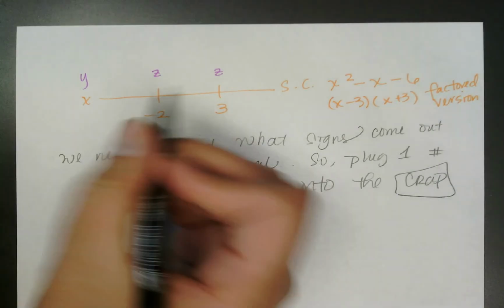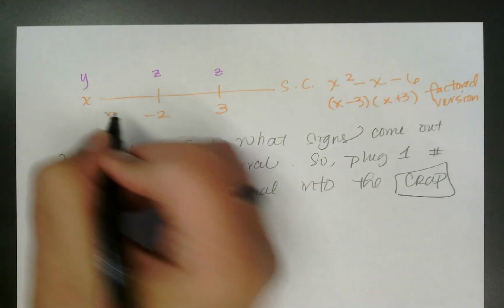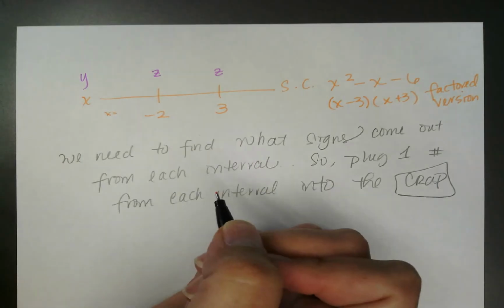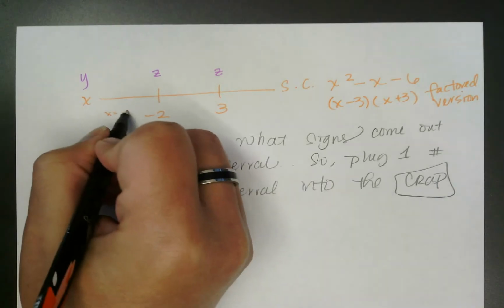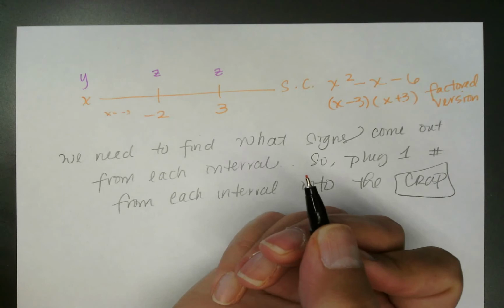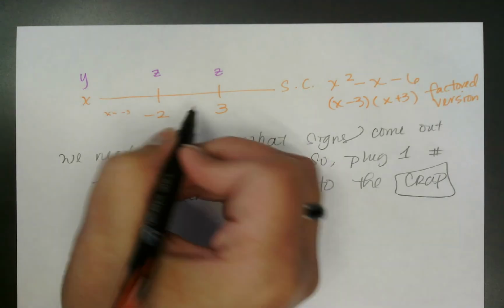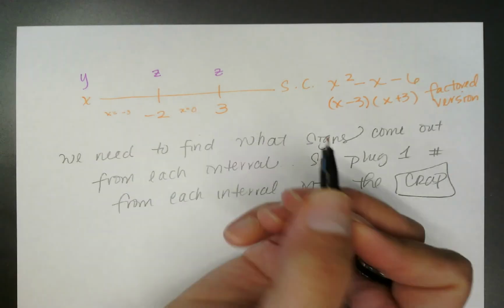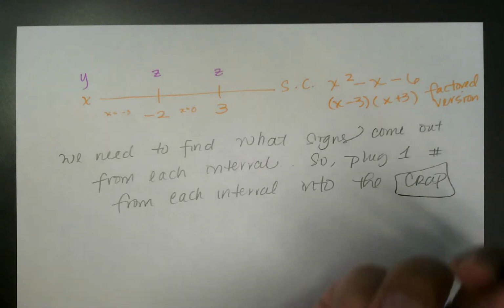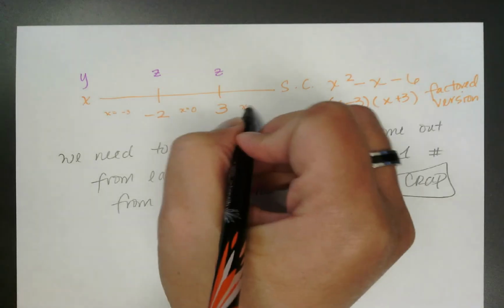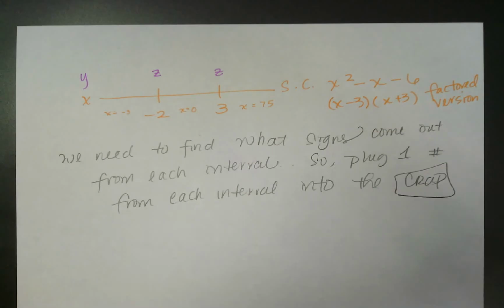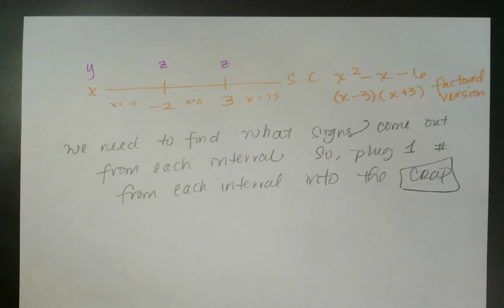So give me an x over here. x equals what? What's something smaller than -2? -3, of course. What's something in between -2 and 3? 1. Stop it, 0. 1's fine, 0 is just easy. And what's something bigger than 3? 4. Okay, 75. You see I like 75 a lot. You're going to see why. Whatever you want, it doesn't matter. So let's go and plug these in.